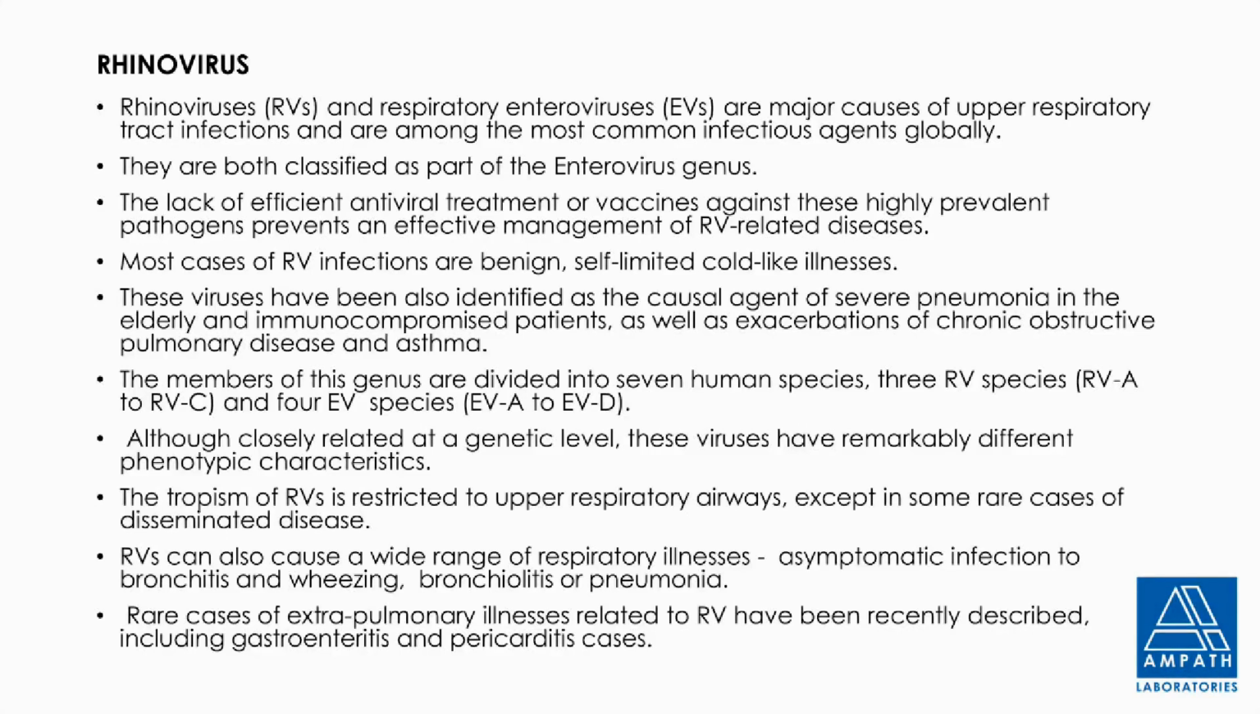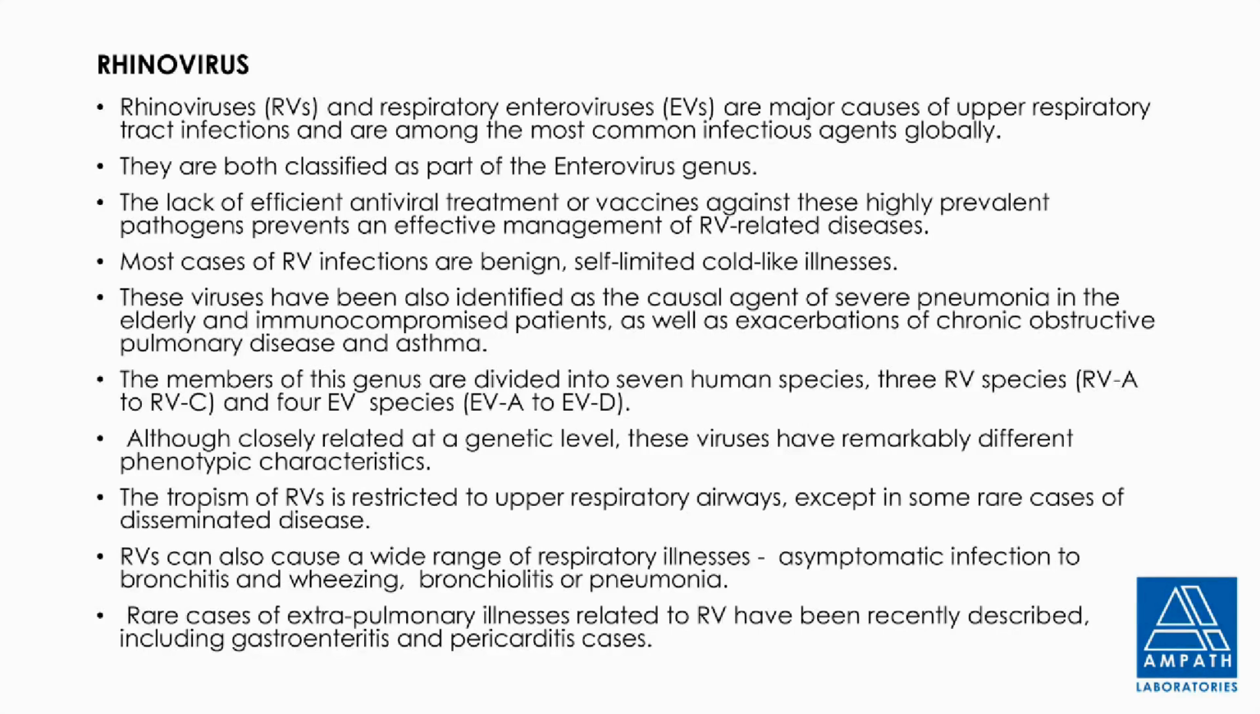However, there are a few of them that can cause severe pneumonia, and these tend to be in your high-risk patient groups like your elderly, your immunocompromised, your very young, and they can cause exacerbations of your chronic obstructive airway disease and asthma. Of note, there are 7 human species. So rhinovirus tends to be specific to humans. We don't see this in animals. So there are 7 human species.